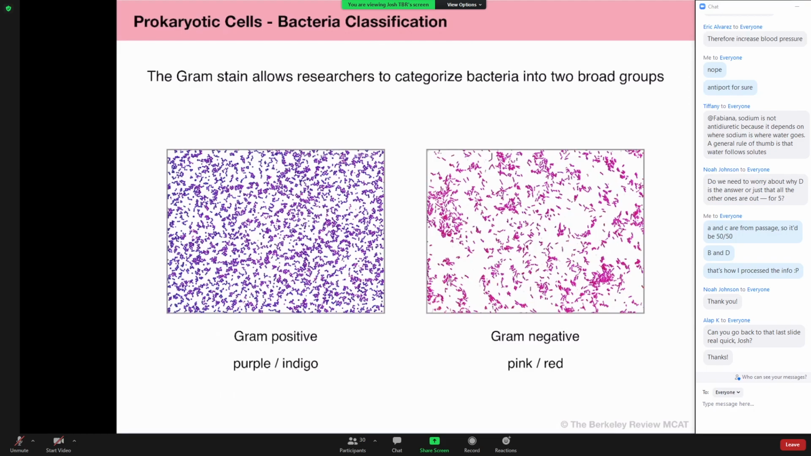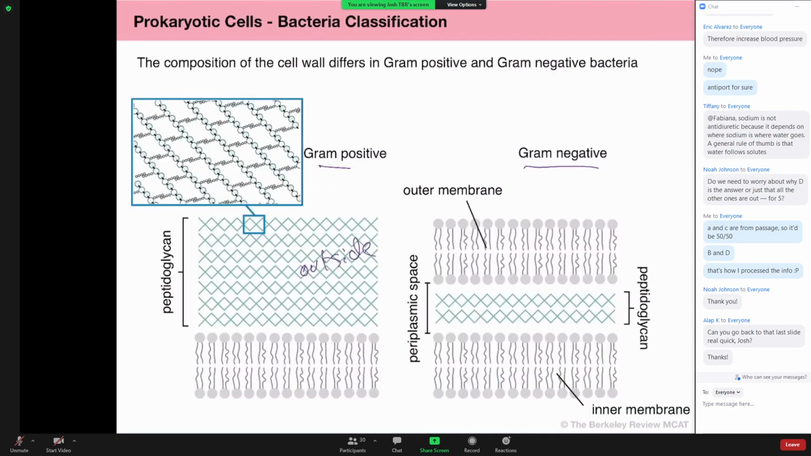So, la-di-da-di-da, whatever, purple bacteria, pink bacteria, who cares, right? Why do we care specifically about these two major distinctive classes of bacteria? Does anybody know? Why do we care about gram-positive? Why do we care about gram-negative?